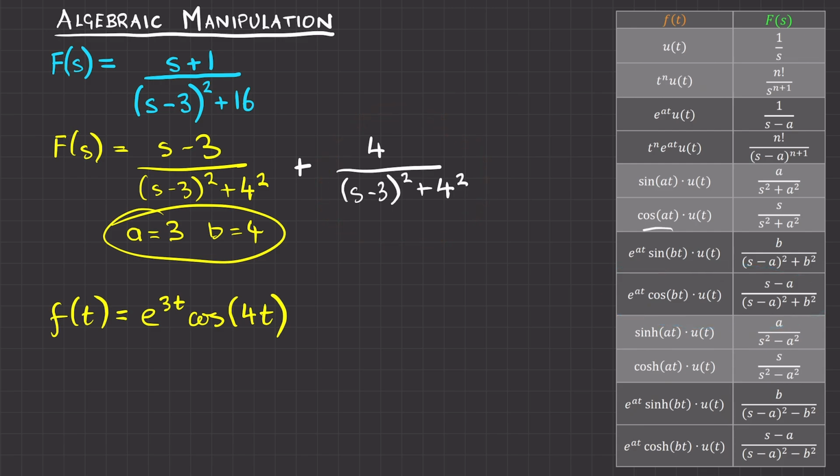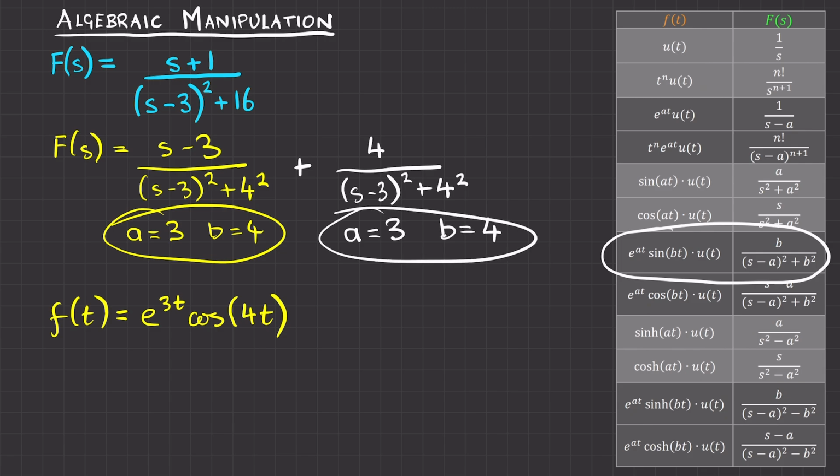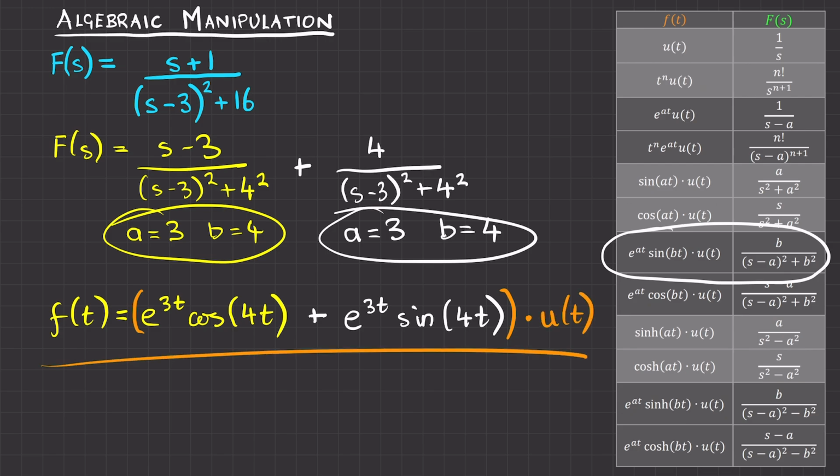With this one, we're actually going to be looking at this pair. Pulling a and b out, we can see we have a, which equals positive 3, and b, which equals positive 4. Then doing the inverse Laplace for this, we can see we have e to the at, or e to the 3t, sine of bt, which is 4t. All of which is being multiplied by u of t, the unit step function.